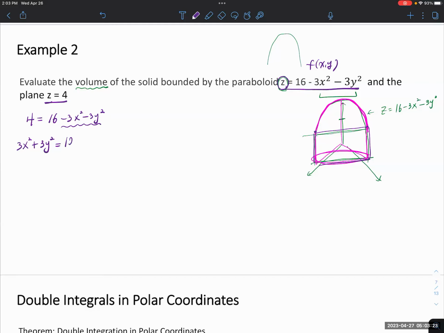16 minus 4 will be 12. Ooh, I can divide it by 3 everywhere. So they are going to be intersected at this circle equation. If you think about x and y, there is a circle going on only passing through the x and y, and the radius is going to be radical 12. So they're going to be some circle inside of the paraboloid and inside of the rectangular.